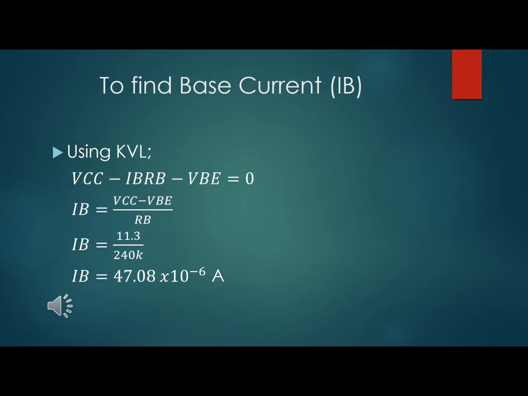To find base current IB, by using KVL, we got the equation of VCC minus IBRB minus VBE equal to 0. From the equation, we can get IB equal to VCC minus VBE over RB. Then, substitute the value of VCC, 12 volt, minus VBE, 0.7 volt, over RB, which is 240 kilo ohm. Therefore, we got the answer for IB, which is 47.08 microampere.